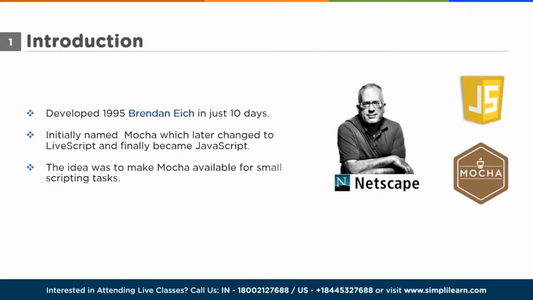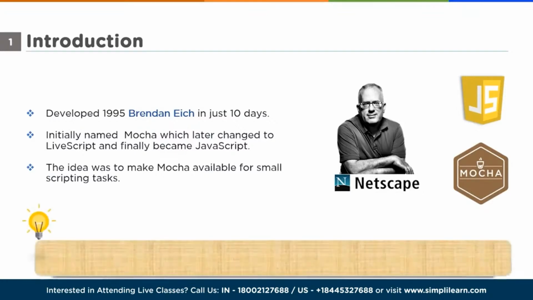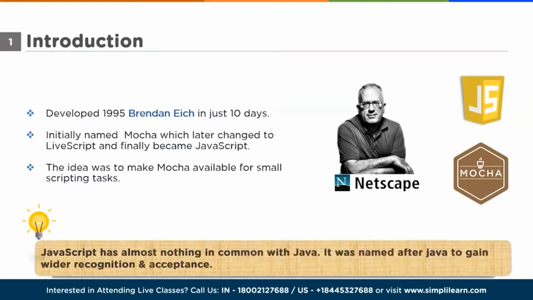Many of you get confused between Java and JavaScript. Let me clear it for you that both Java and JavaScript are different languages. They have almost nothing in common. Many people say that JavaScript was named after Java as a part of a marketing strategy to gain wider acceptance and recognition. In 1995, Java was a buzzword when JavaScript was developed. That's why they renamed JavaScript after Java.